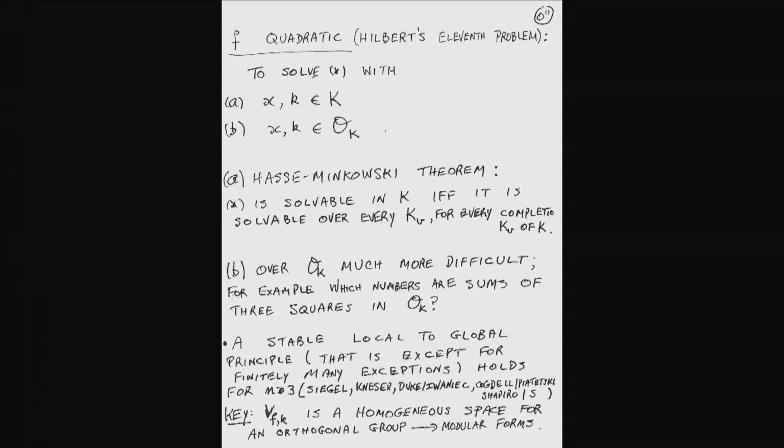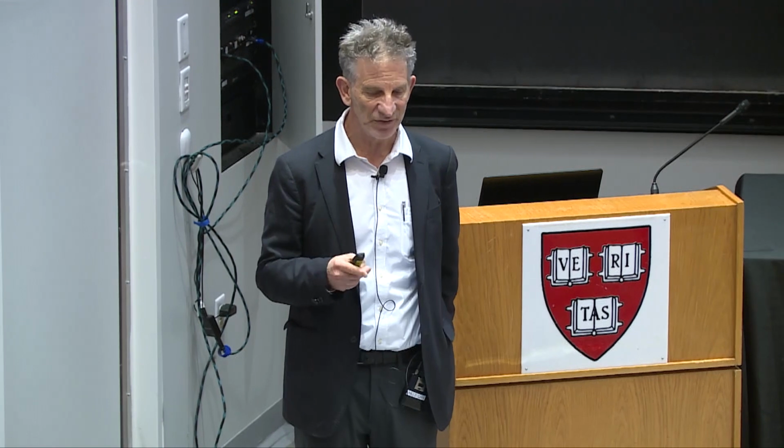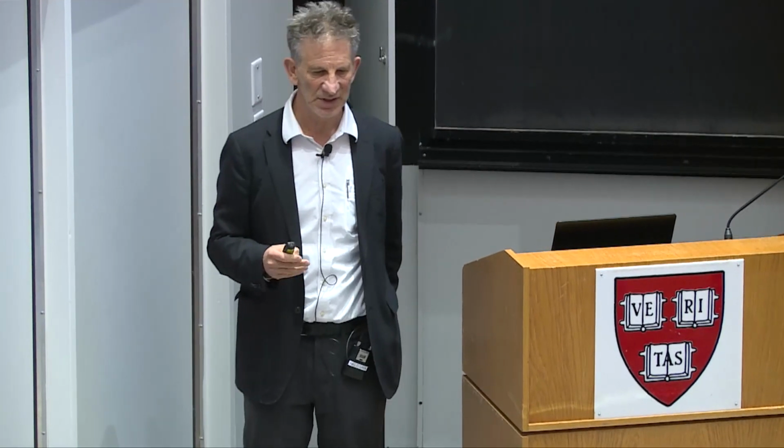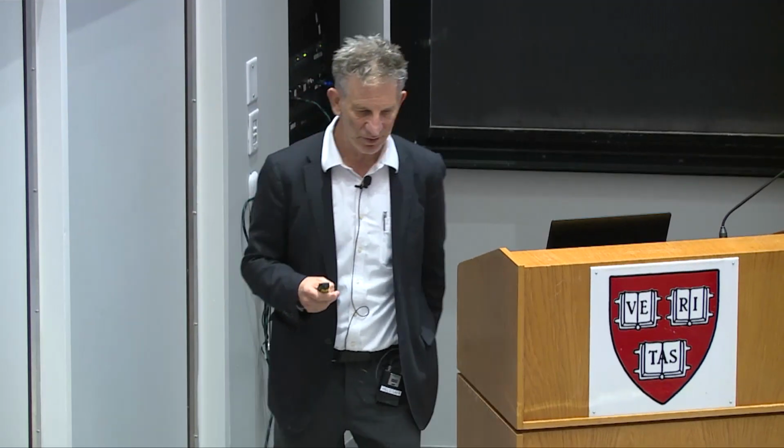And the more difficult question that he asked, following works of Minkowski and Smith, was how about local to global principles where x and k are to be integers in a number field? So I want to emphasize that the integer case is much more difficult than the rational case. And the famous Hasse-Minkowski theorem solves this problem over the rationals.